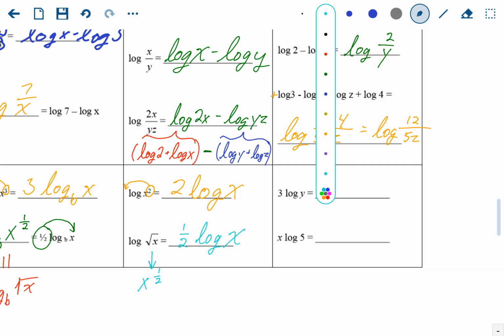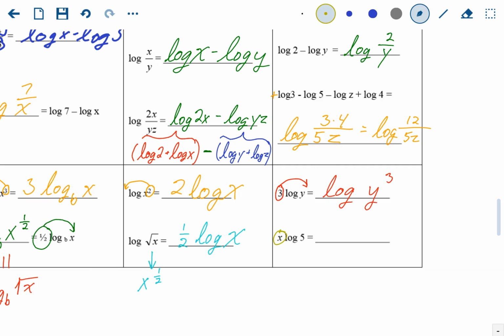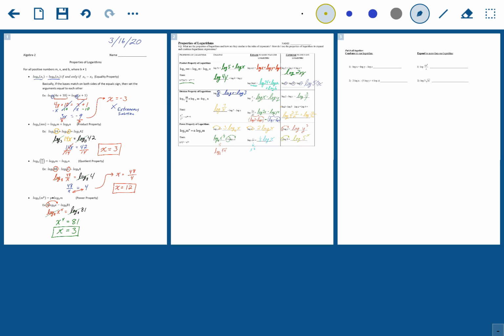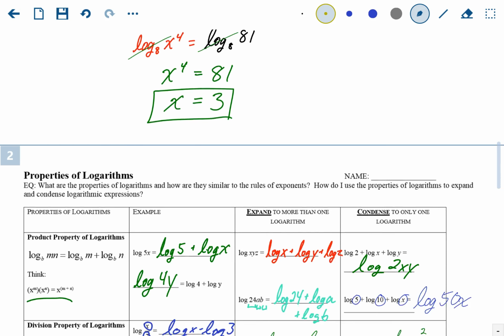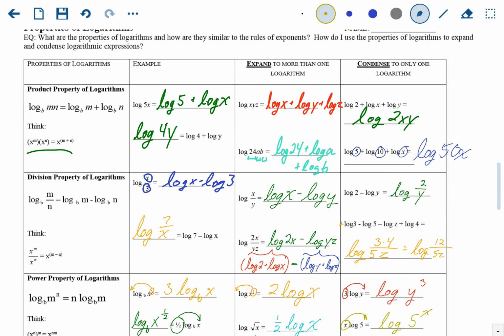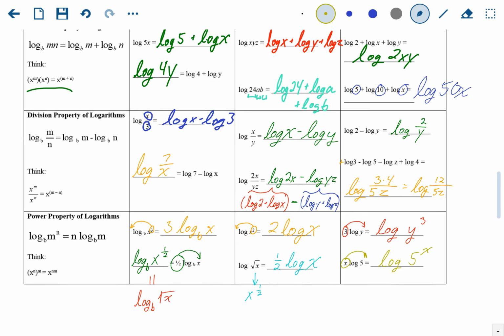And lastly, going the opposite direction, taking the numbers out front, putting them as the exponent in the argument. So 3 log y will become log y to the third. And x log 5 is going to become log of 5 to the x. All right, so those are the 3 main properties. Now we didn't do the equality property that we talked about yesterday. That's going to come back into play later this week or probably after spring break.